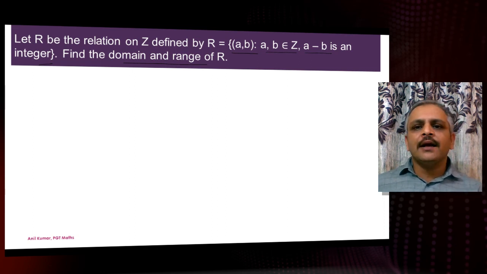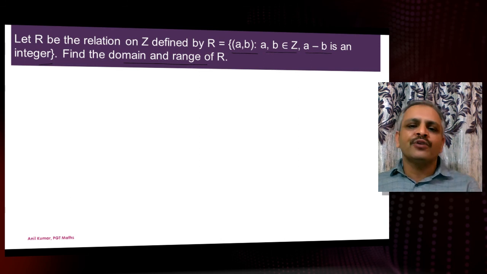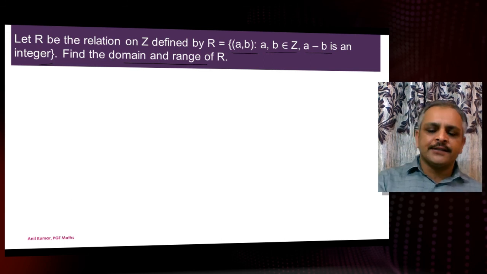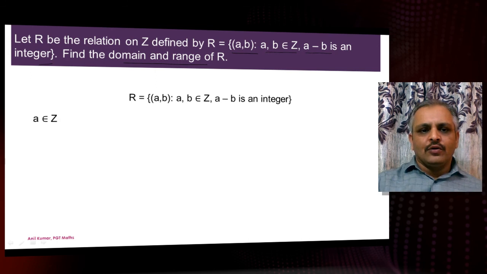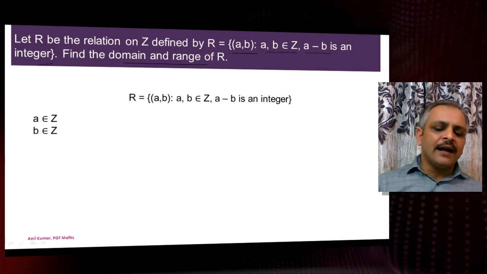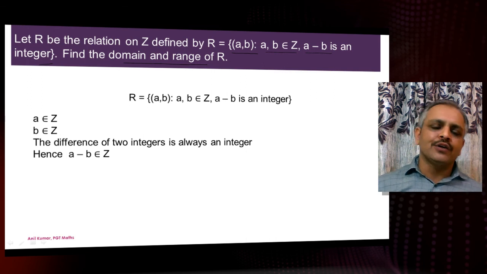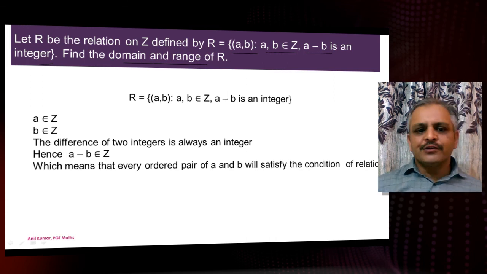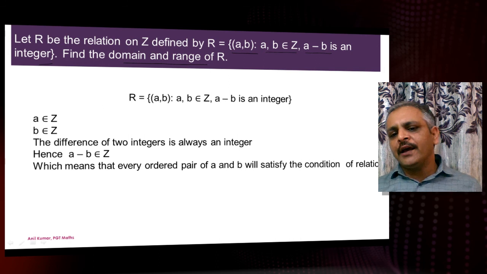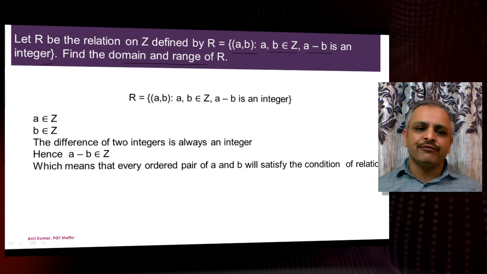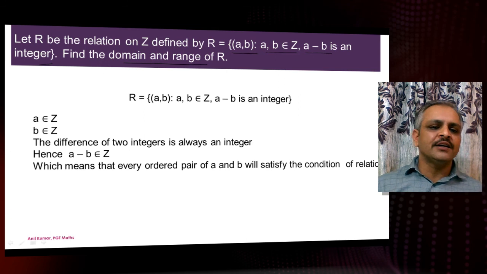So first thing, a and b both are integers, so both are infinite sets. Their Cartesian product will also be an infinite set. So a belongs to integers, b belongs to integers, and we know that the difference of two integers is always an integer. So that means a minus b belongs to integers, which means that every ordered pair of a and b will satisfy the condition of the relation. Whatever integers a and b I select, their difference will always be an integer.